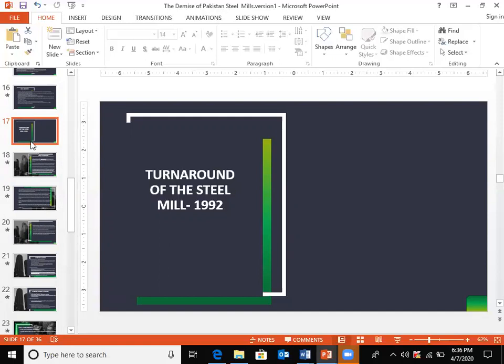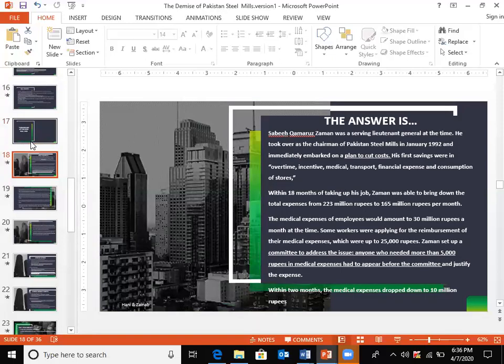But the reason that it wasn't able to produce steel and make a mark in the market was that the leadership was really poor. And so in this story there is a hero. In my opinion, I would definitely call him the hero of the story. This gentleman who came in, his name is Sabih Qamar Zaman, and he was a serving lieutenant.